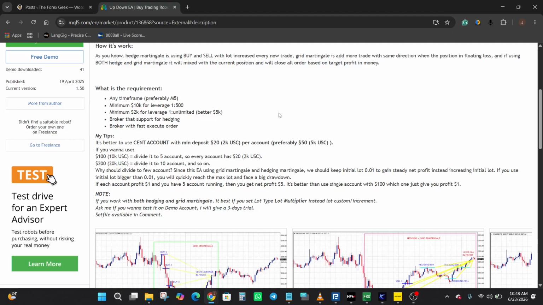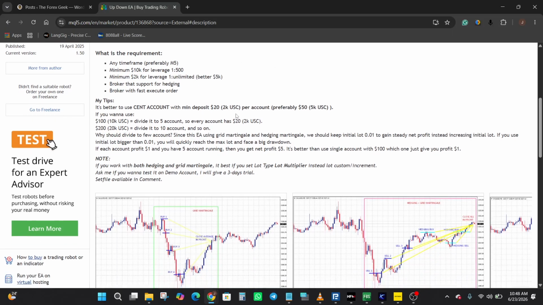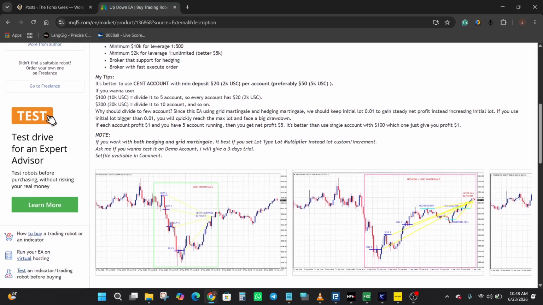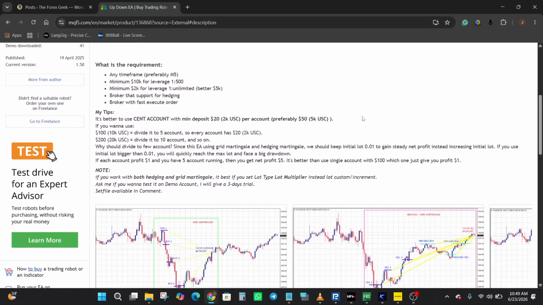Now, moving into the features section, the EA includes multiple configurable parameters depending on the chosen strategy mode. Traders can switch between automated hedge martingale, grid martingale, or combined execution. There is also a manual line system where price zones are visually marked on the chart, allowing traders to define buy and sell areas more interactively.